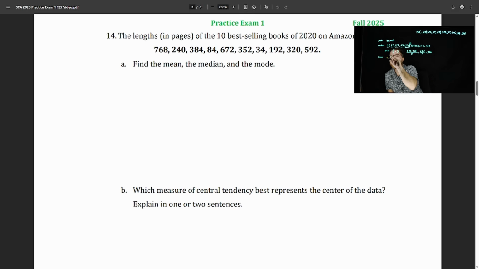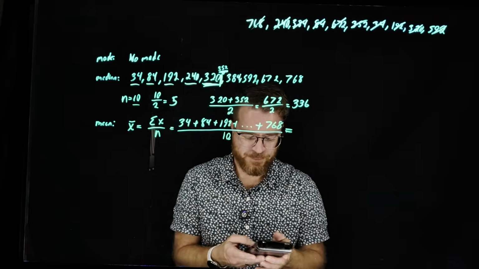So to find the mean, x bar is equal to the sum of our x's divided by our sample size. In this case, we're going to take the sum of our sample, which is going to be 34 plus 84 plus 192 plus ... up to 768. And then I'm going to divide it by how many numbers are in my sample, which we said was 10. So I'm going to divide this by 10, and let's see what I get.